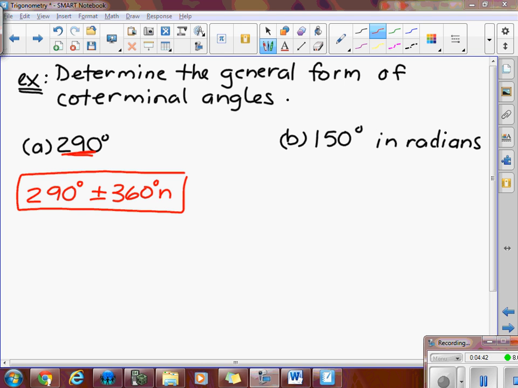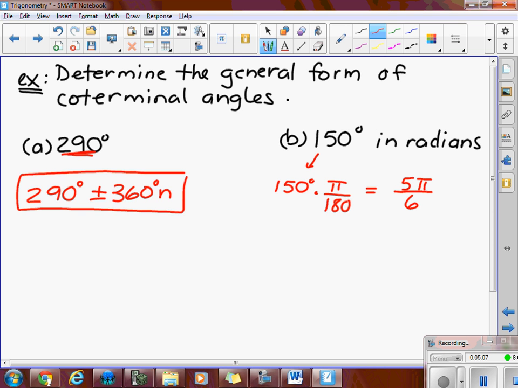This other one now says, let's do the coterminal angles of 150 degrees, but I want my answer expressed in radians. So the first thing we want to do is change this 150 degrees into radians. Yesterday we said to change into radians is just 150 degrees times pi over 180. So if you do all the work and simplify it down, you should get 5 pi over 6.